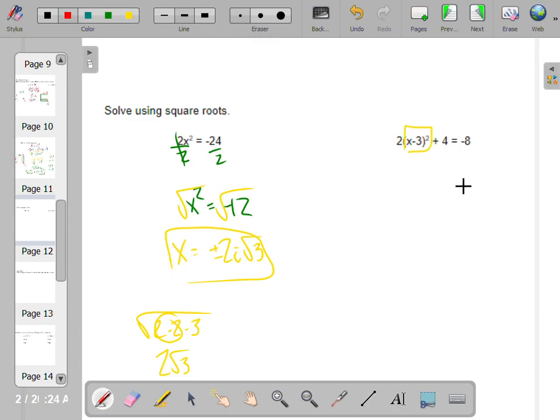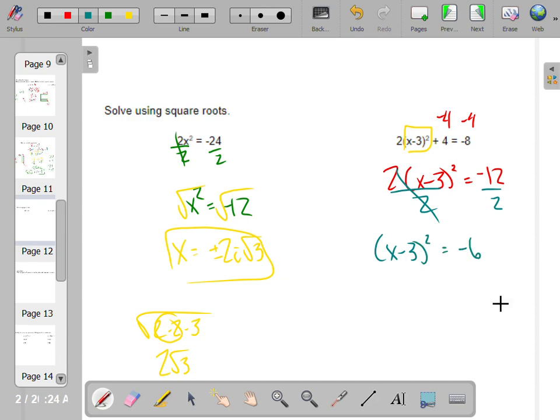So first, you need to subtract 4. 2 times the x minus 3 squared equals negative 8, negative 4 makes negative 12. Still don't square root both sides. Divide by 2. X minus 3 squared equals negative 6. Okay, I have the squared term by itself. Can I finally take the square root of both sides? Yes.